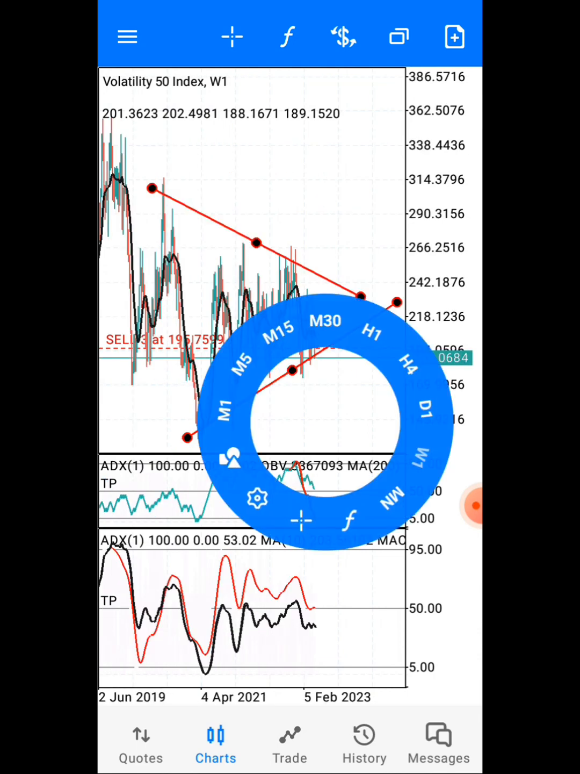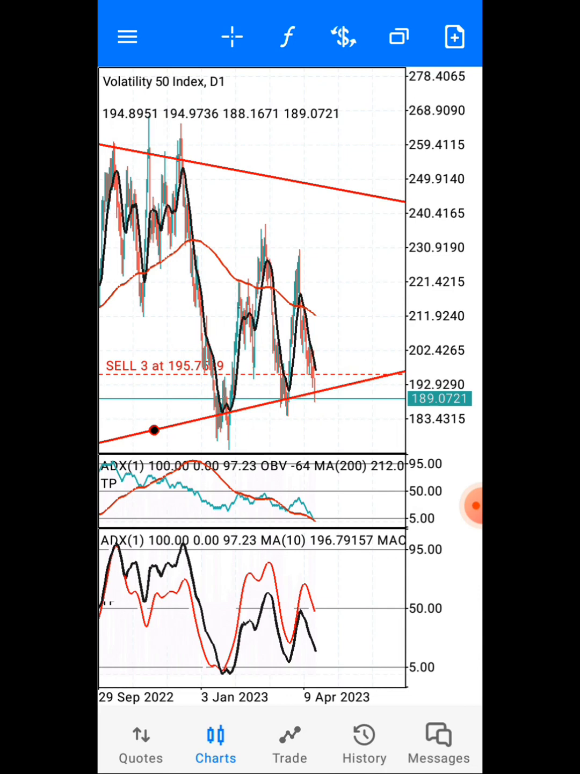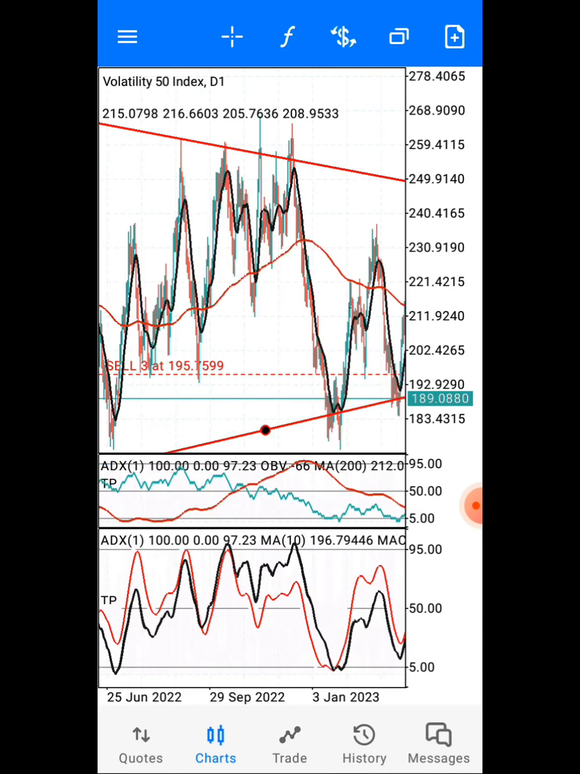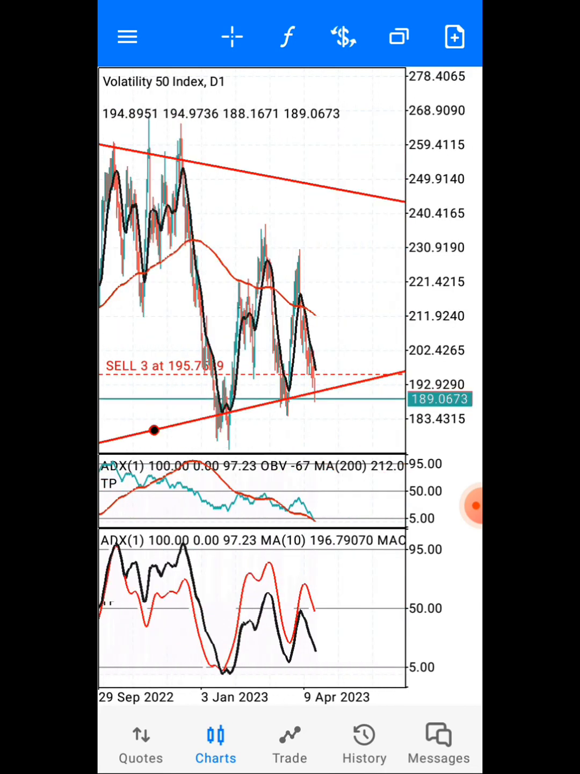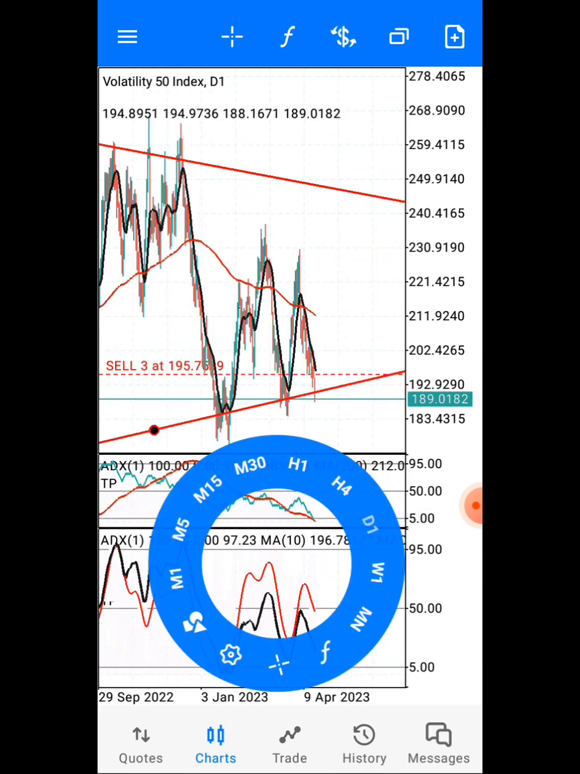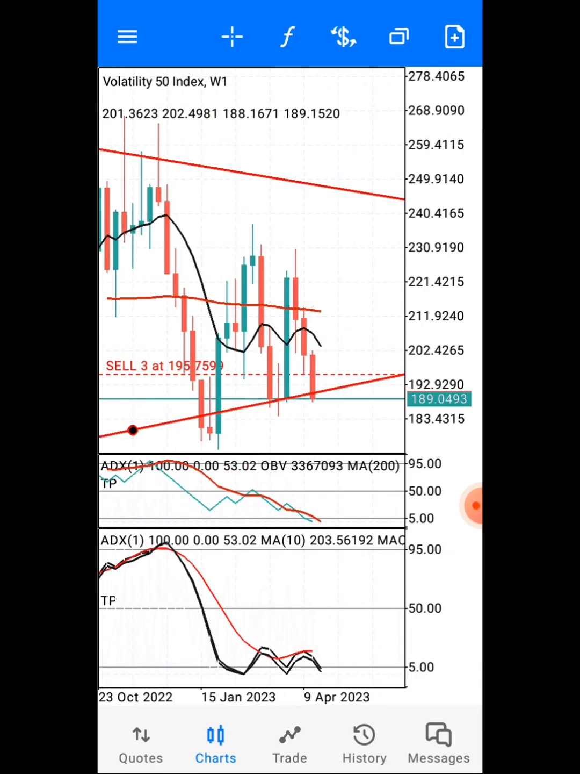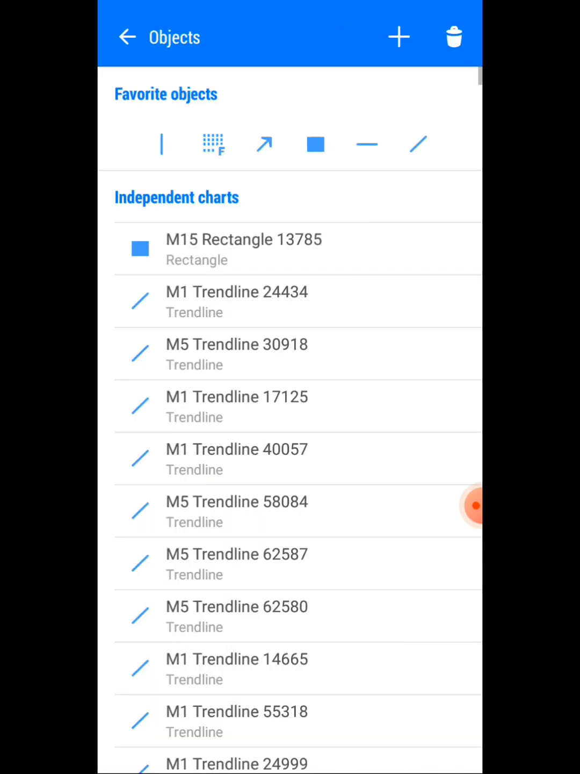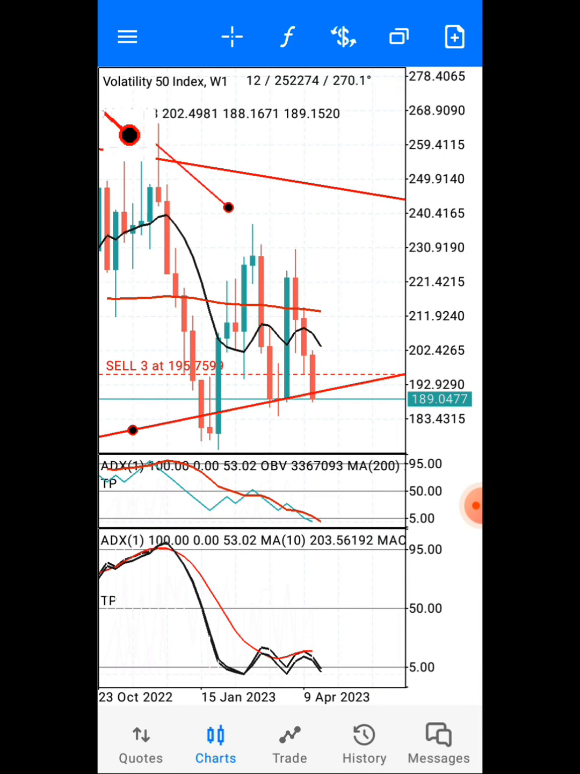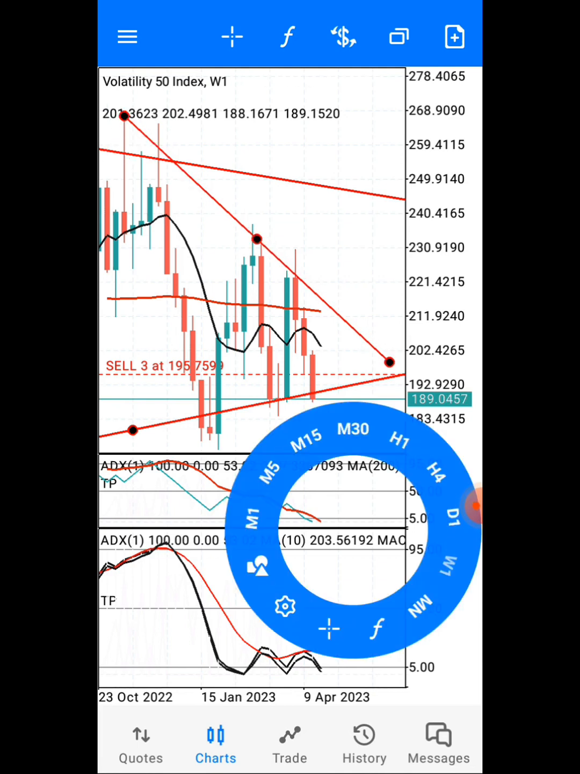Now, if you really want to see this market clearly, like what you have drawn here, you go to your daily time frame. So now you can clearly see what the market is doing here. So I took this trade. I didn't take it earlier. I would have taken the trade from here because this is another trend line. I just saw this trade late this morning. So I took it from this point.